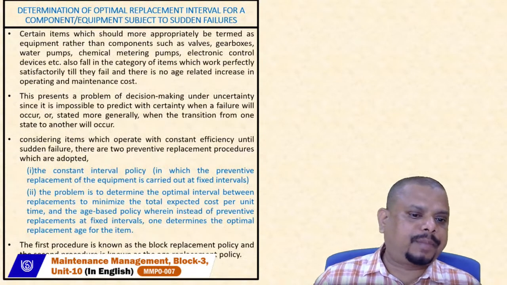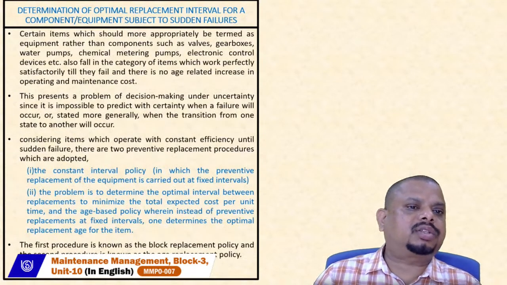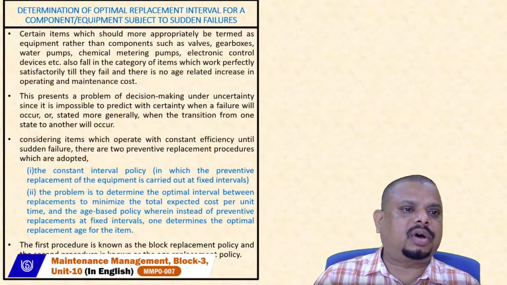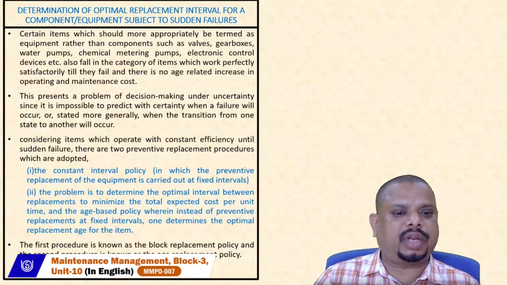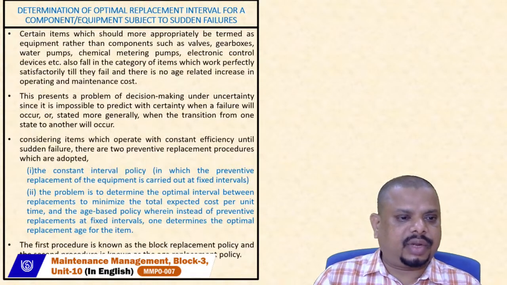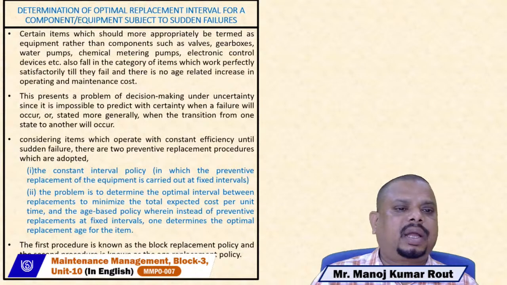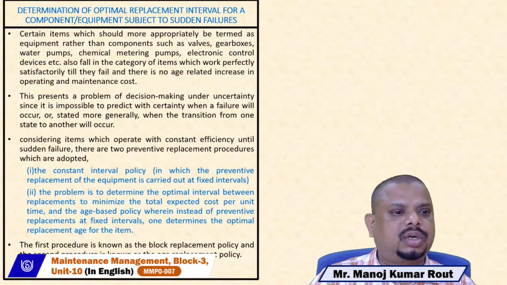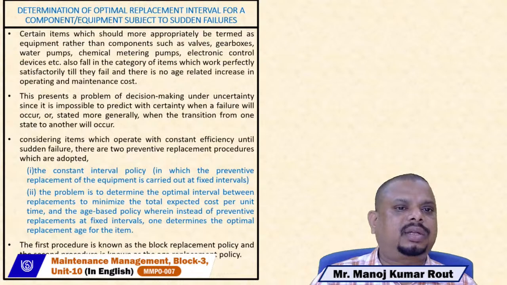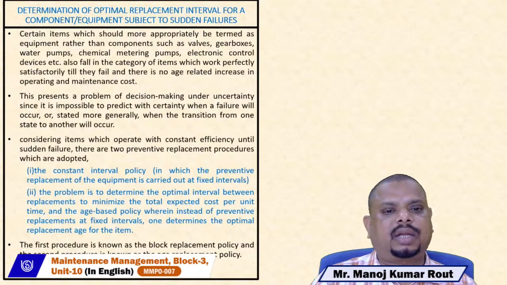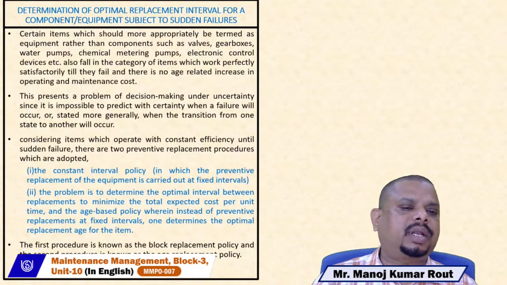Moving to the next one. The next one is the determination of optimal replacement interval for components or equipment subject to sudden failures. In the case of sudden failures, most of the cases happen to valves, gearboxes, pumps, chemical metering pumps, and electronic control devices. So you cannot predict the failure rates. It suddenly fails. These fall in the category of items which work perfectly satisfactorily until they fail. There is no age-related increase in the operating and maintenance cost.